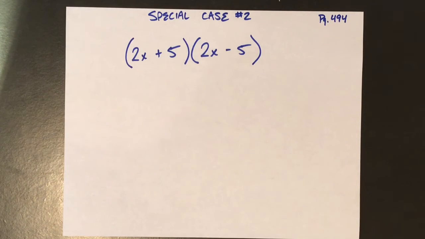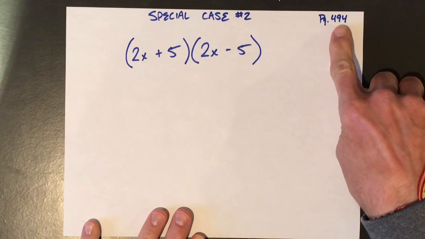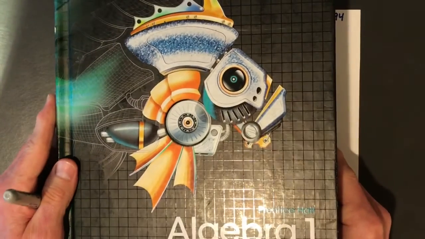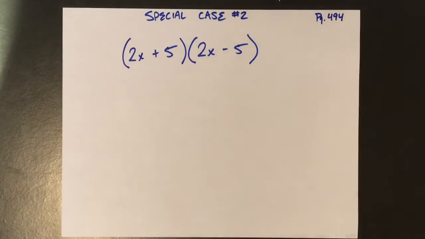There is one more special case. What you'll see is, in my book again, this is on page 494. You can look that up if you need to. That's the Prentice Hall Algebra 1. It looks like this. So if you have this book, you can look it up if you need to.